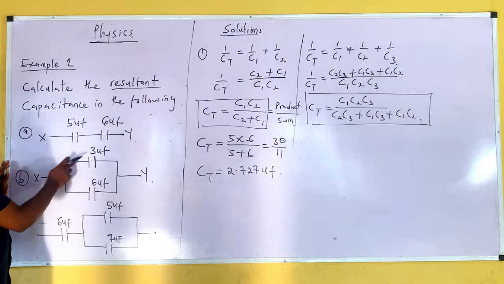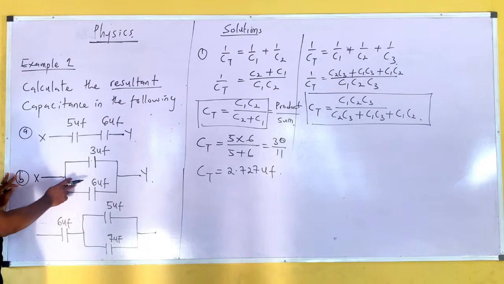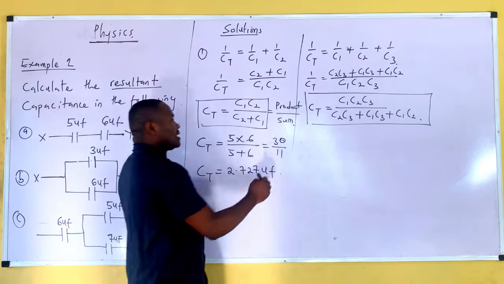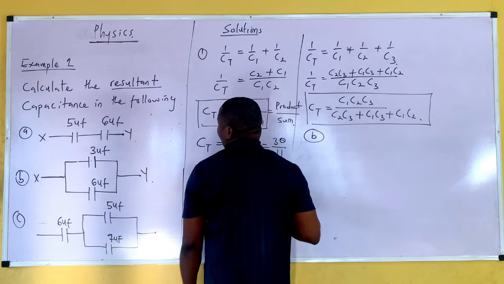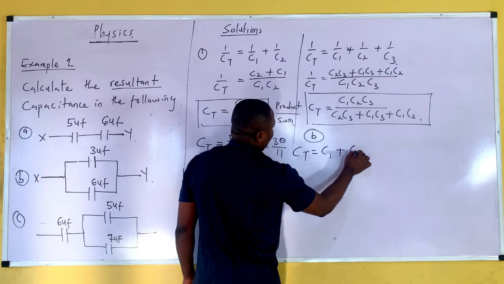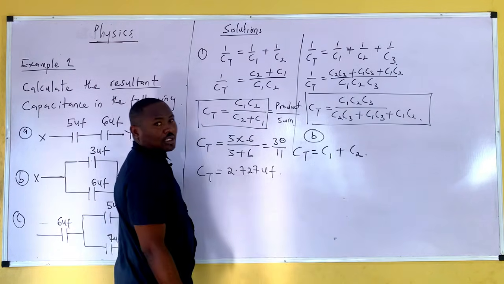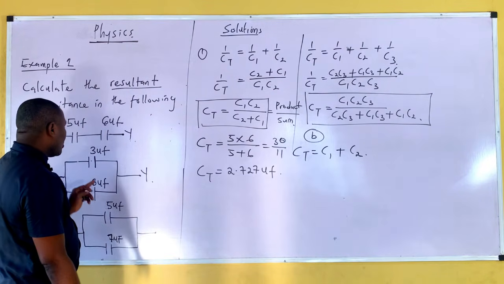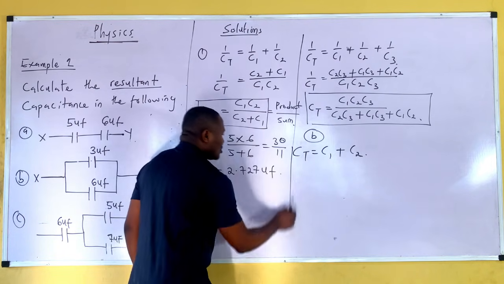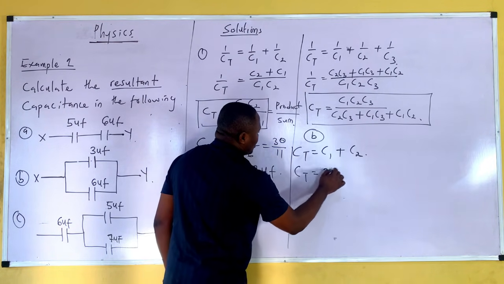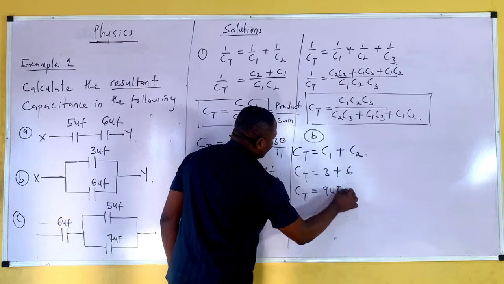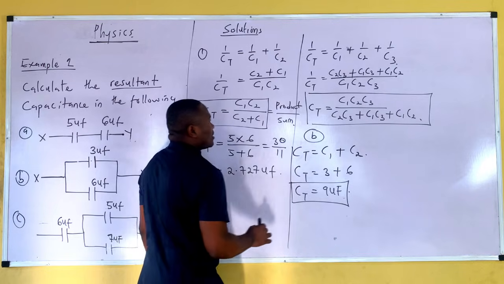Question number 2 is question B. The B part of it is connected in parallel. In parallel, our C total is equal to C1 plus C2. So what's our C1? 3. What's our C2? 6. So my C total here will be 3 plus 6, which is 9 microfarad. That becomes the answer to my C total.